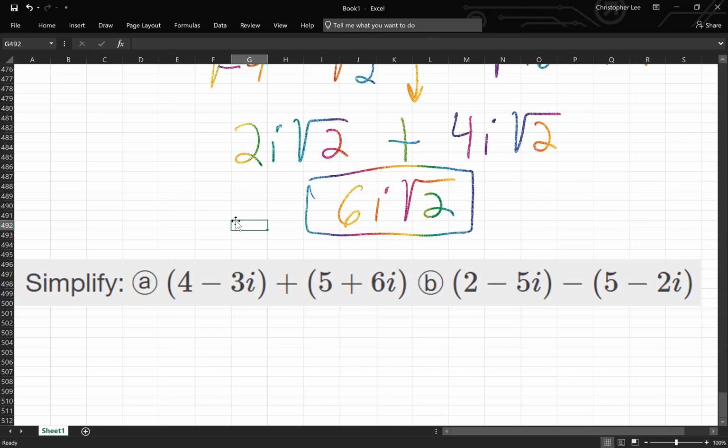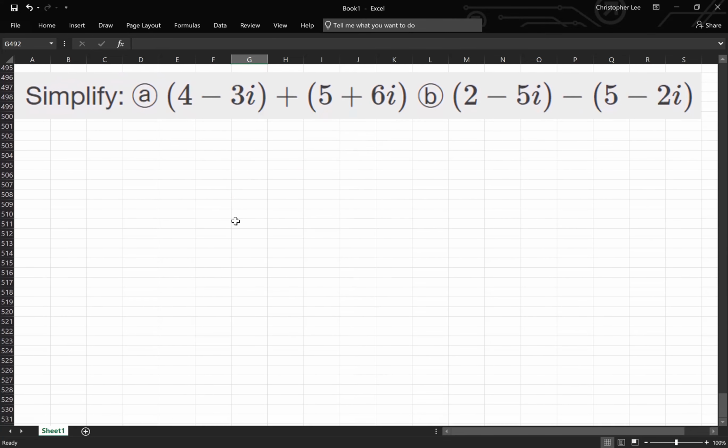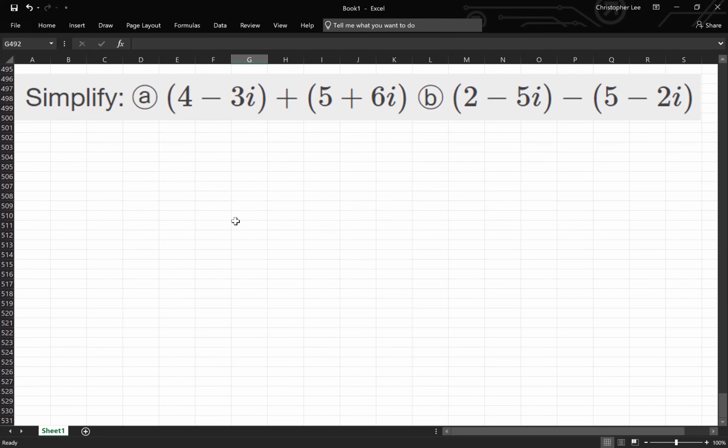So check this one out, right? In this situation, I have a complex number. I'm gonna add two complex numbers, right? So we're going back to like day one, right? We adding numbers now, all right? So for A, here's what I wanna do. I wanna add all the real parts together. Then I'm gonna add all the imaginary parts together. And then that's the answer, right?